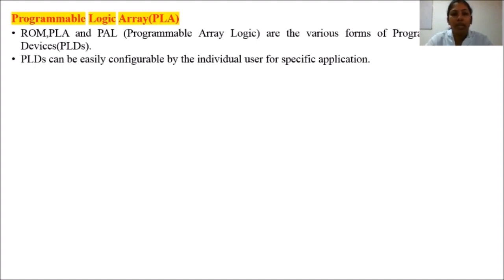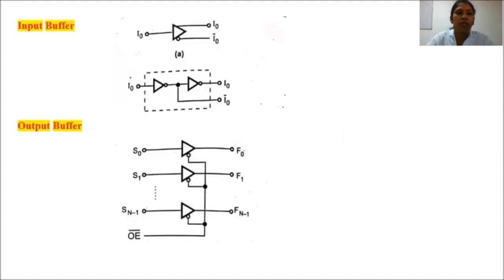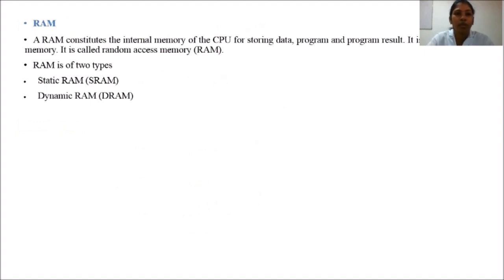In PLA, both the AND and OR gates have fuses at the inputs, therefore both are programmable. This is the structure of PLA, and it consists of n inputs, output buffers with m outputs, product terms, sum terms, and input and output buffers. So these are the structures of input and output buffers.